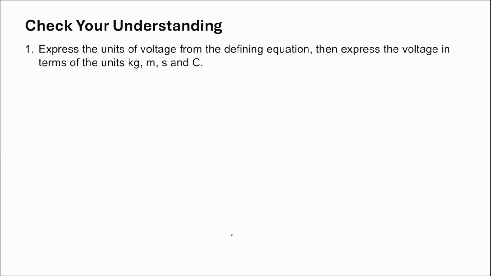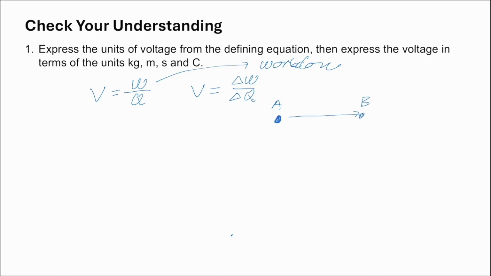Voltage V is defined by this equation: V equal to W over Q. Sometimes people will say V equal to delta W over delta Q, and W itself is work done. When you move the charge within an electric field from A to B, you have to perform work. So this is work done. Alternatively, this can represent the potential energy difference between A and B.